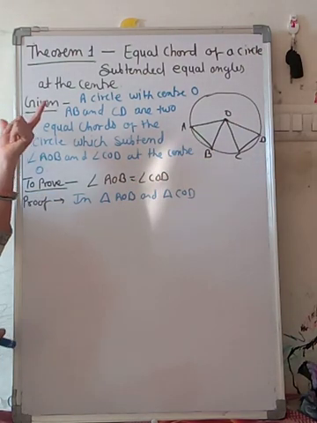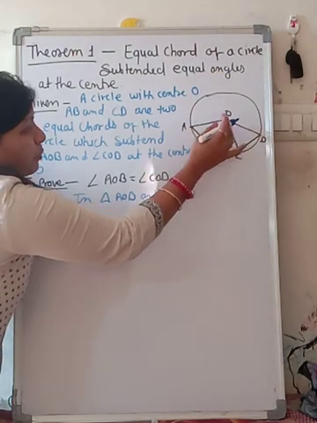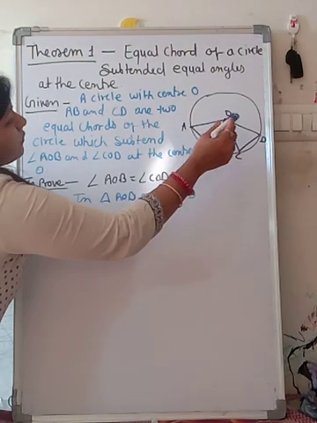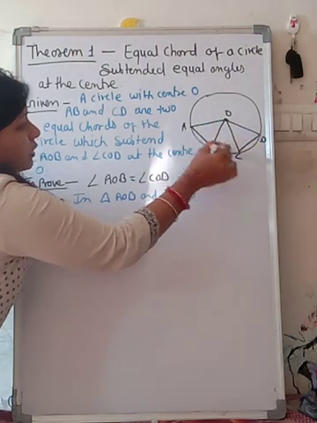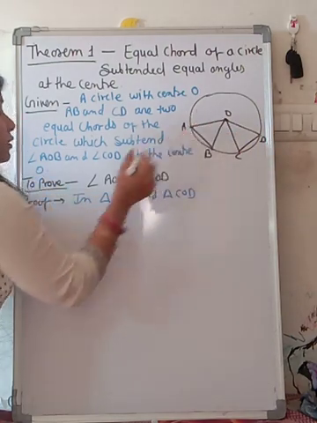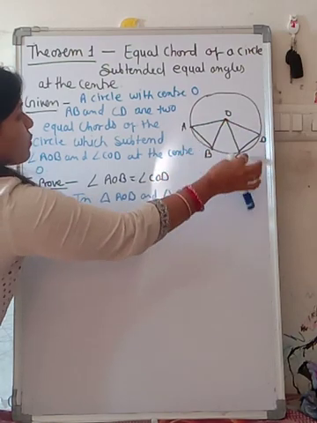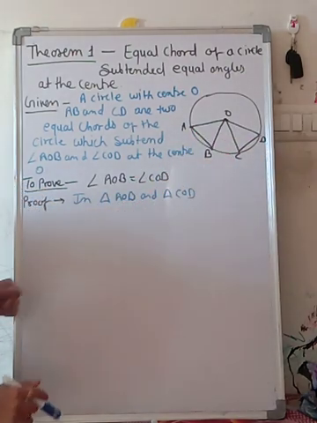First you have to draw a circle with center point O, and draw two chords, AB and CD. Join them to the center point O, so OA, OB, OC and OD. These are also called the radii of the circle.